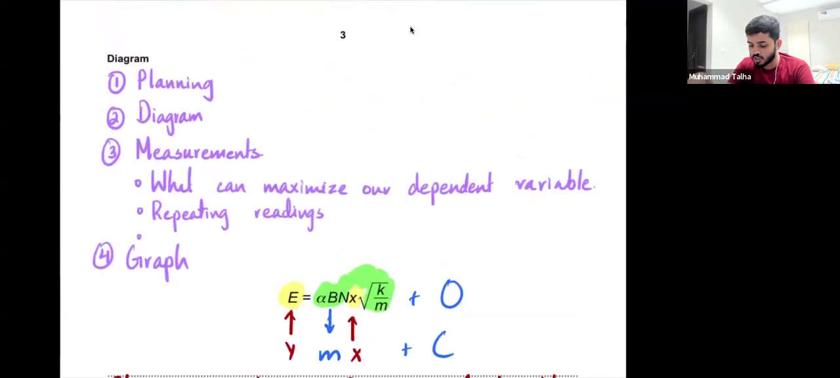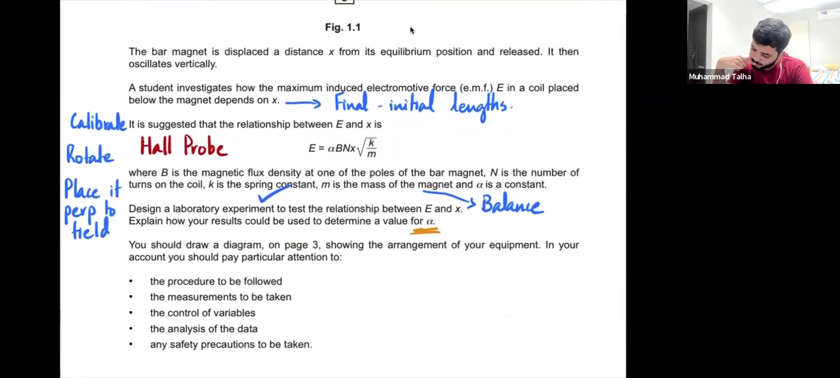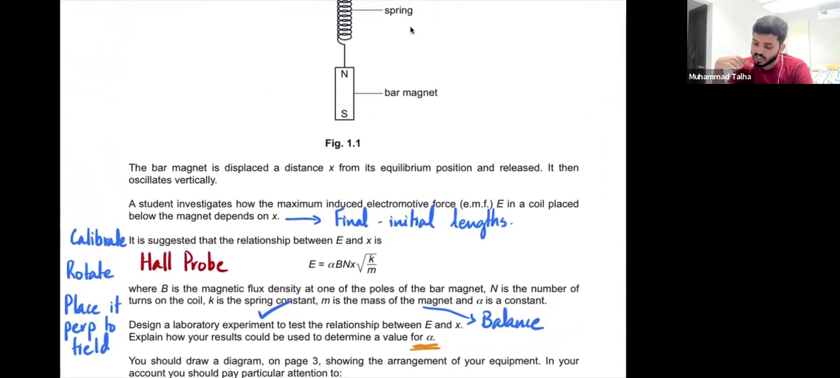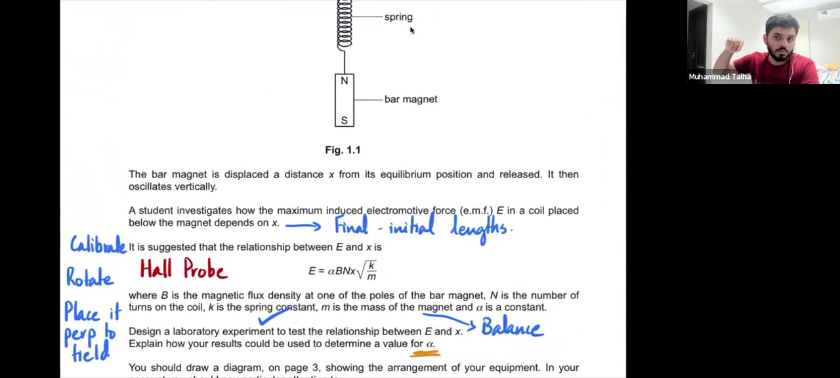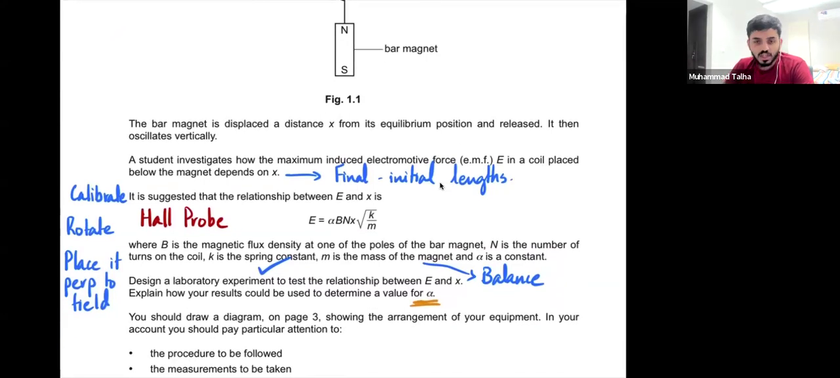With the safety precautions, for example, if I look here, this is the case where there could be an instance where the bar magnet could fall off from the spring. So in this case, what I would say is you use a sandbox to catch the falling magnet. So yeah, that's what you can say here. All right, so that's one of these questions. If you guys have anything else you want to ask, go ahead.